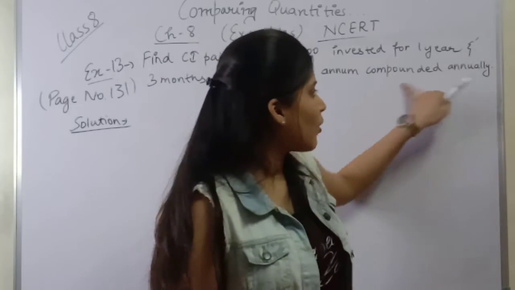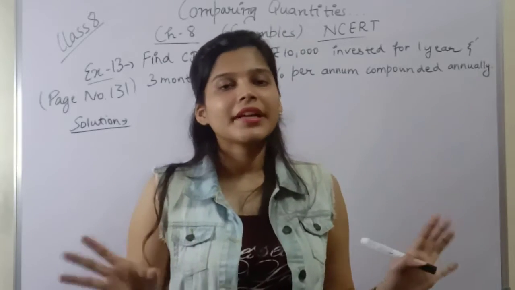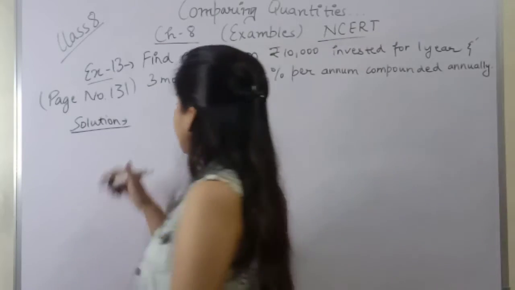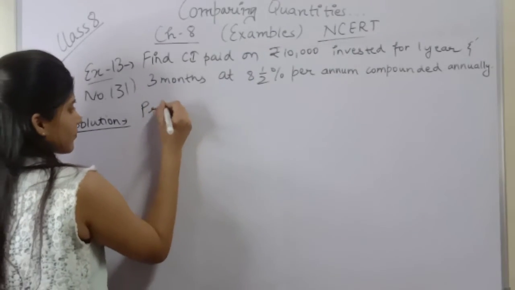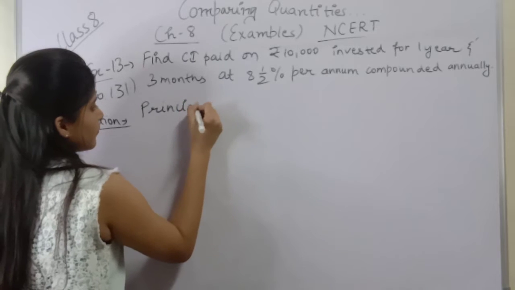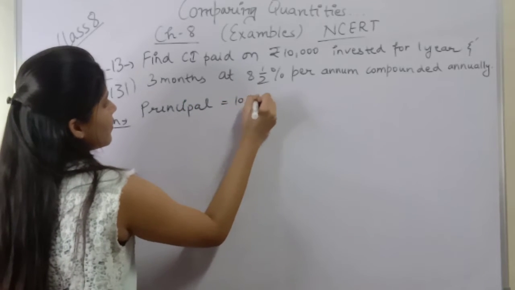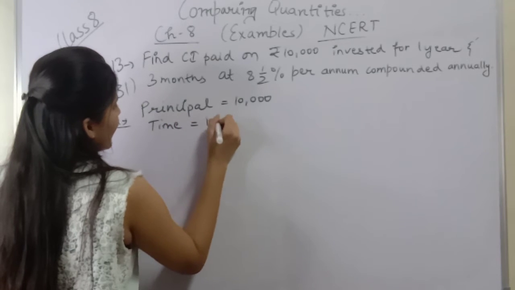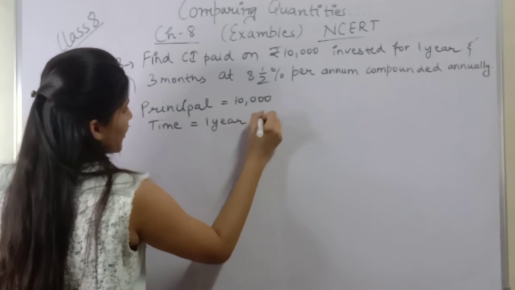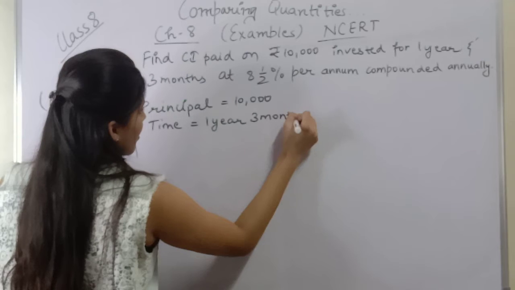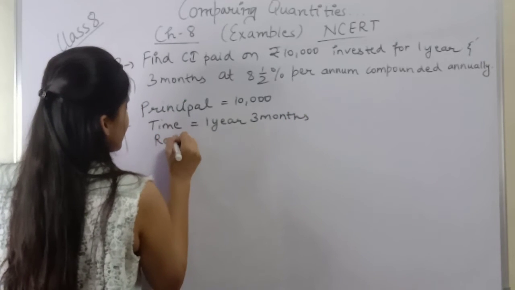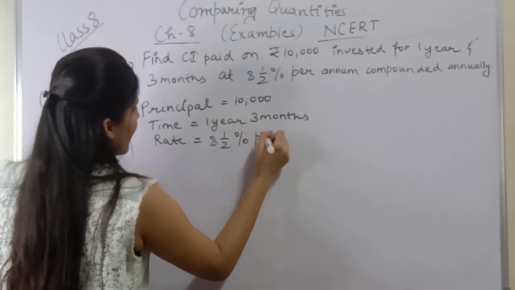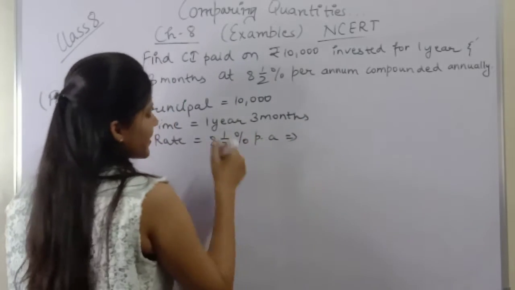Now we have compounded annually. So it does not mean time double, rate half; the formula funda will not be used here. So we have principal 10,000, time 1 year 3 months, and rate is 8.5% per annum, which means 8 and 1 by 2, that is 17/2%.